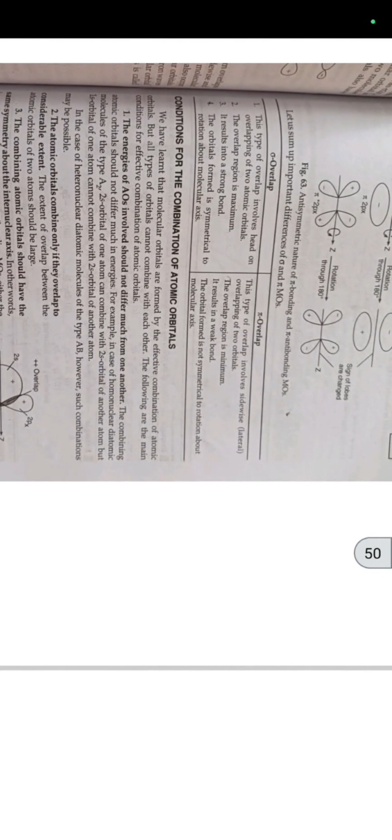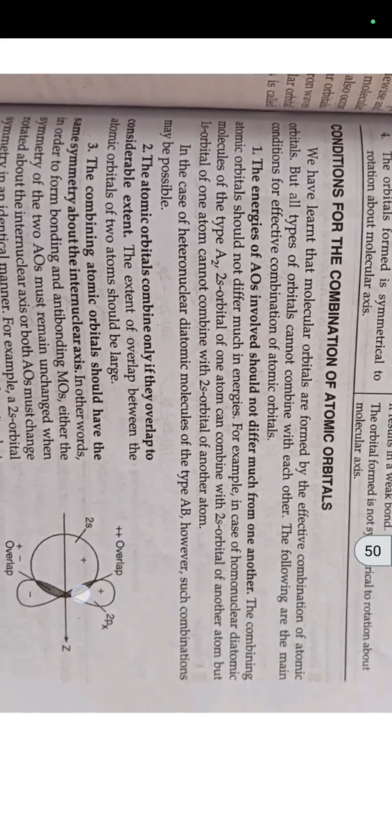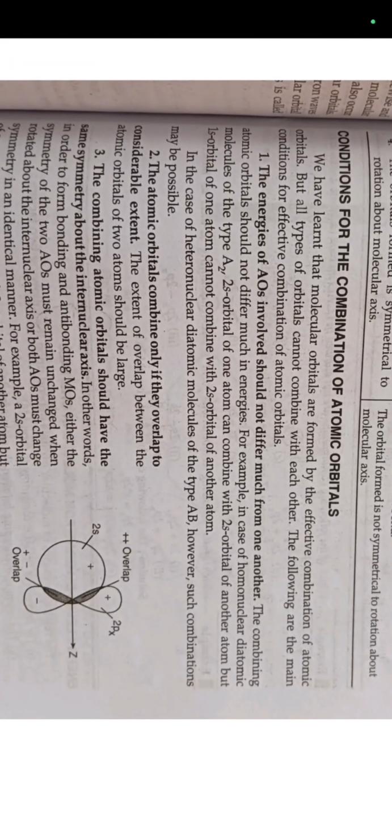Conditions for the combination of atomic orbitals. We have learned that molecular orbitals are formed by the effective combination of atomic orbitals. But all types of orbitals cannot combine with each other. The following are the main conditions for the effective combination of atomic orbitals. First, the energies of the AOs involved should not differ much from one another.